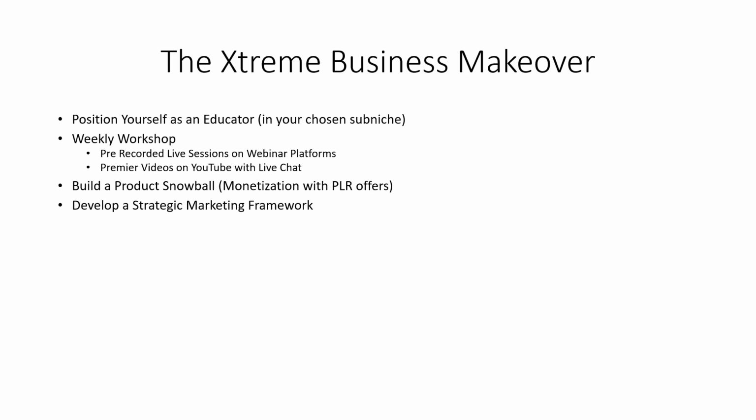So what are those 4 things again? Unique selling proposition, number 1. Strategic marketing framework, unique selling proposition. Number 2, upsell and cross-sell. Number 3, strategic alliances. And number 4, always be building your list. Always be building your list.